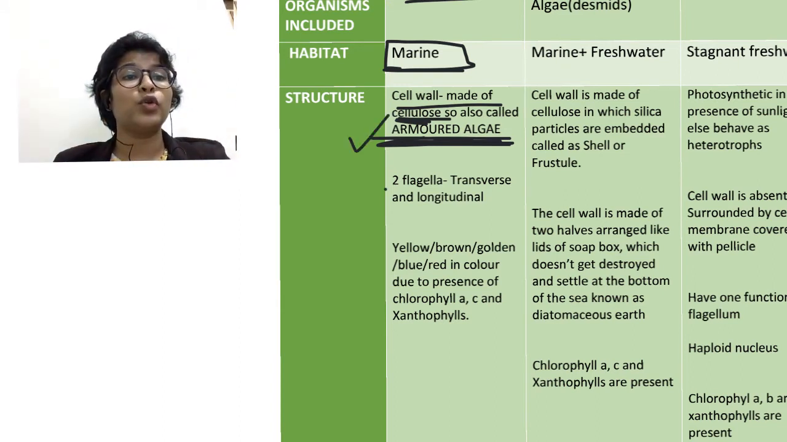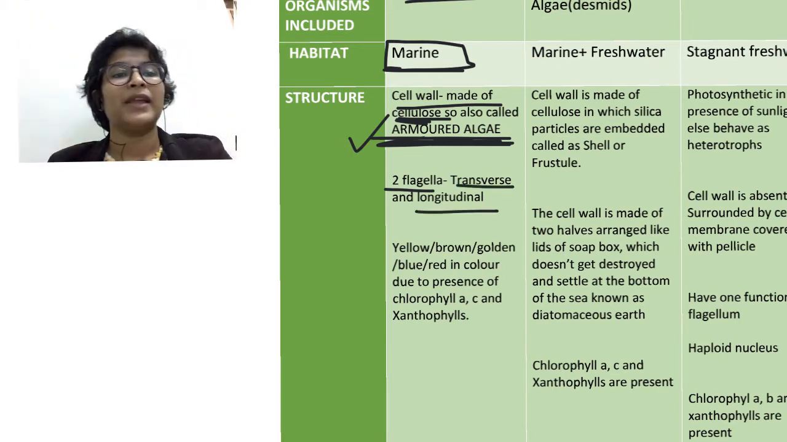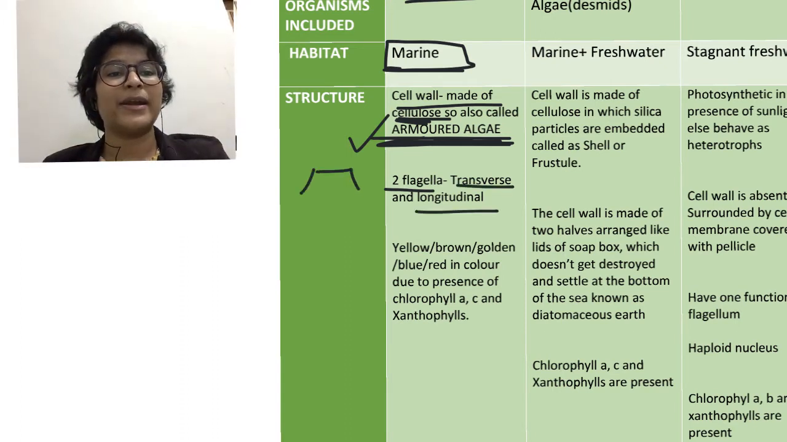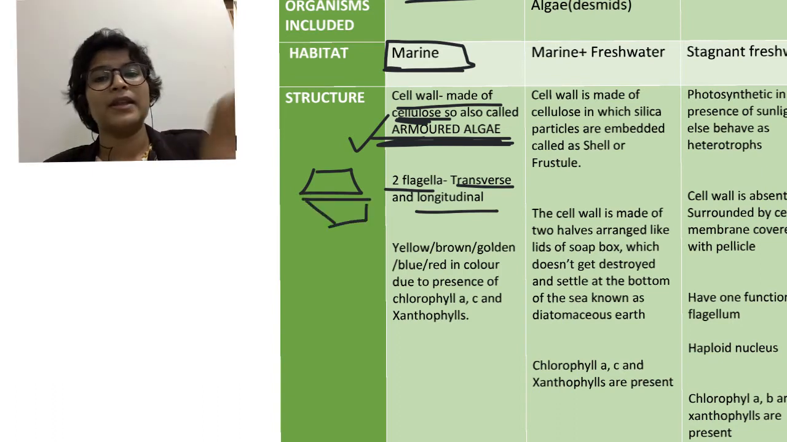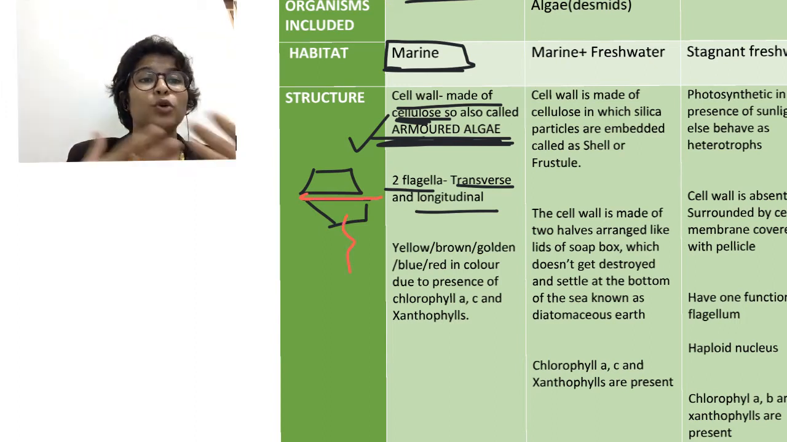Now they have two flagella. One is transverse and one is longitudinal. एक transverse, like if this is my dinoflagellate, we have a sulcus in the body and there is one transverse flagella which runs here and there is one longitudinal flagella which helps in locomotion.